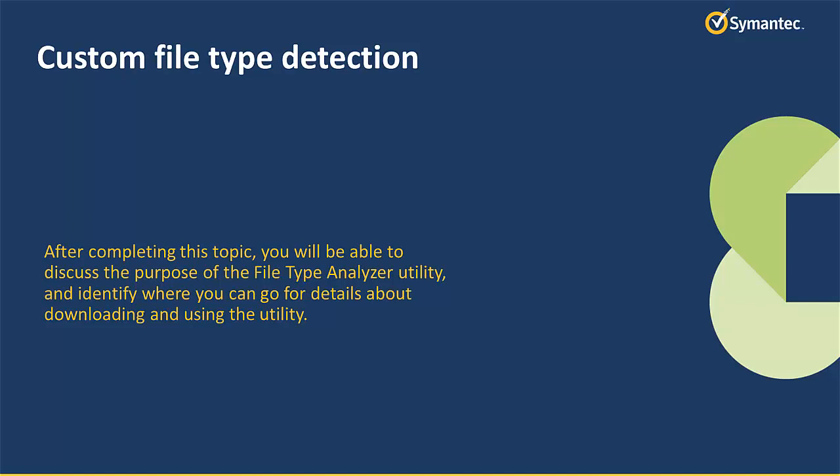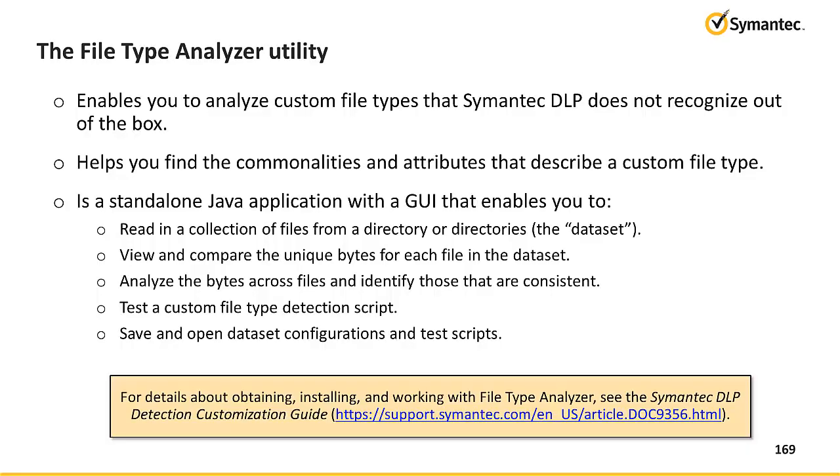Custom file type detection. In this topic, we'll discuss the purpose of the file type analyzer utility and identify where you can go for details about downloading and using the utility. The file type analyzer utility enables you to analyze custom file types that Symantec DLP does not recognize out of the box. This utility helps you find the commonalities and attributes that describe a custom file type.